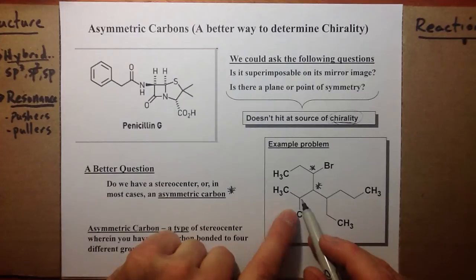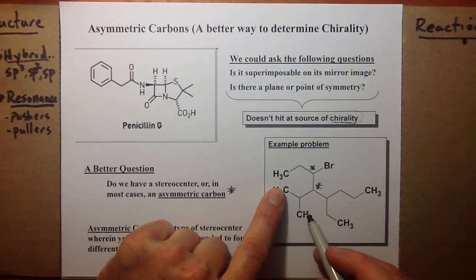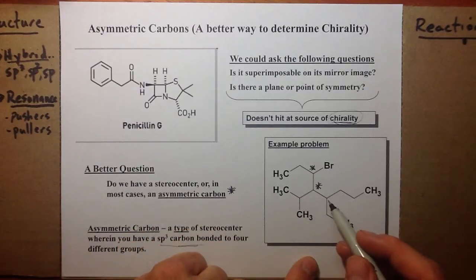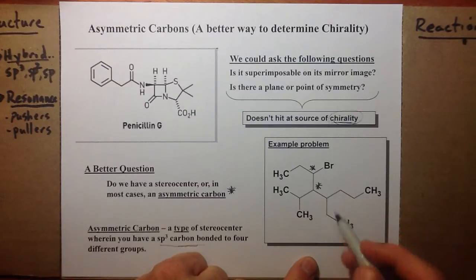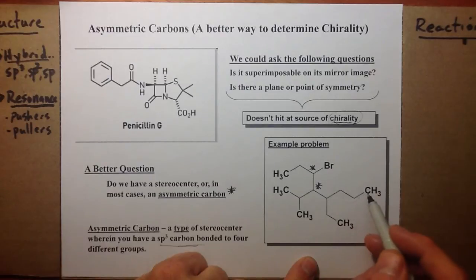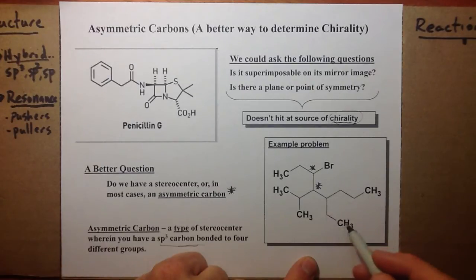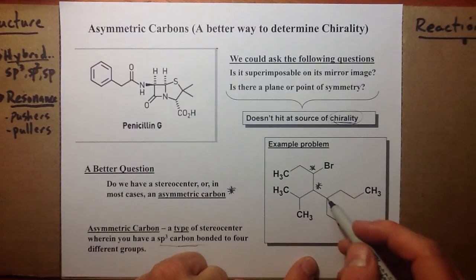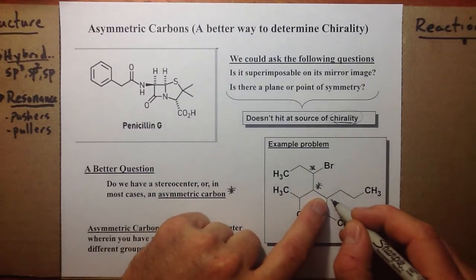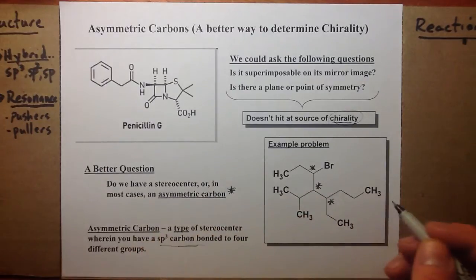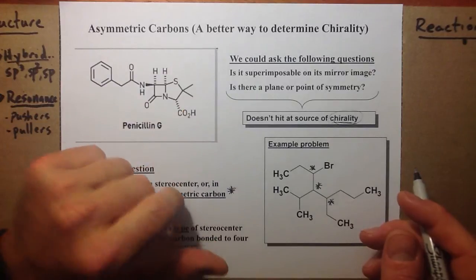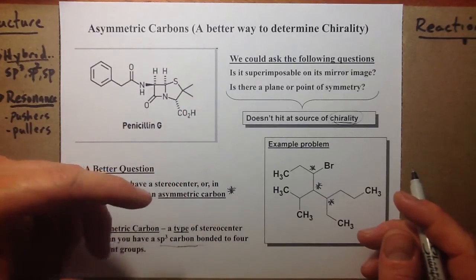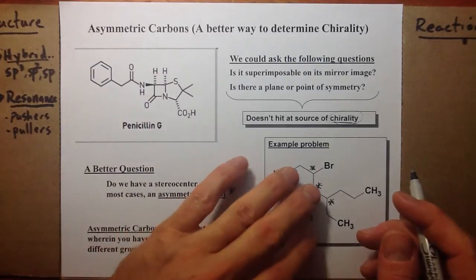This one would not be, because these 2 groups are the same. This one here, we can say these 3 groups are different. Ethyl is not the same as CH2CH2CH3, so this branch is just different from this branch by 1 CH2 group, which is different from this branch, which is also different from the hydrogen that's bonded here. So this is an asymmetric carbon. So we have 3 within this molecule. You only needed 1 to have a chiral molecule, but this had 3.